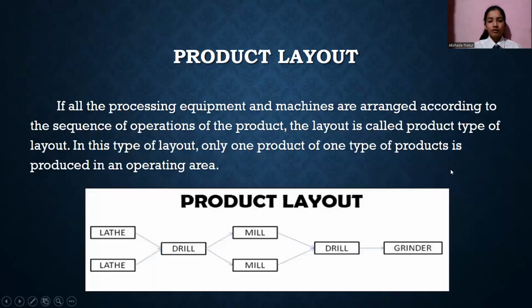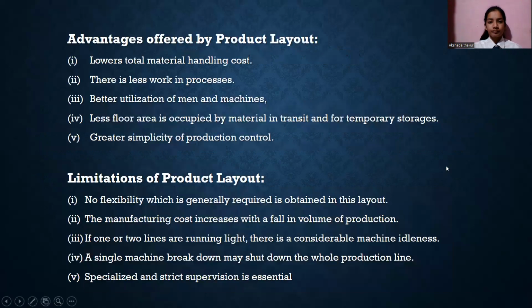First one is product layout. If all the processing equipment and machines are arranged according to the sequence of the operations of the product, the layout is called the product type of layout. In this type of layout, only one product or one type of product is produced in an operating area. This is the chart for product layout.